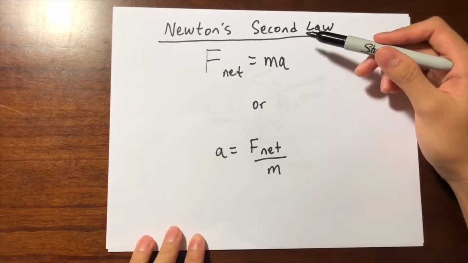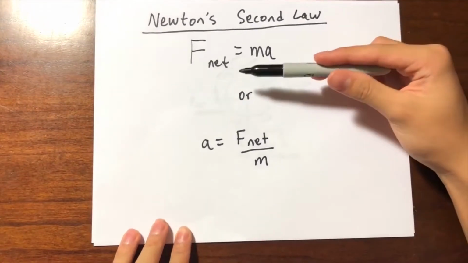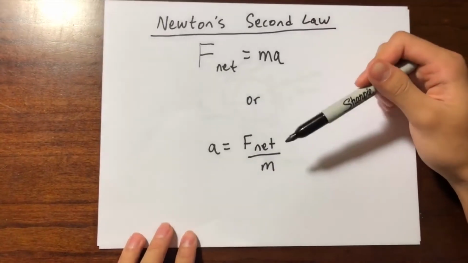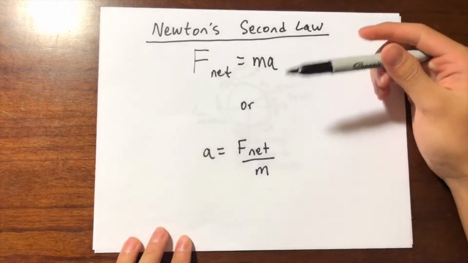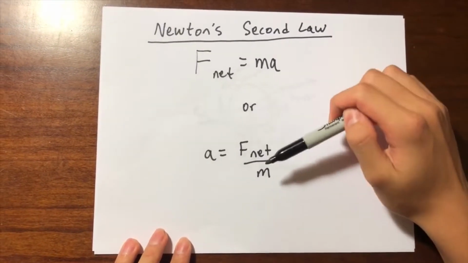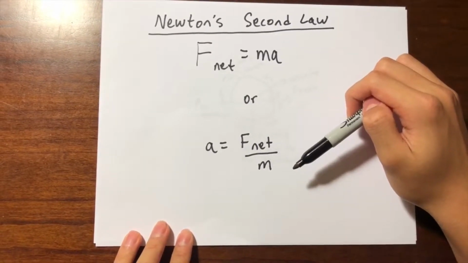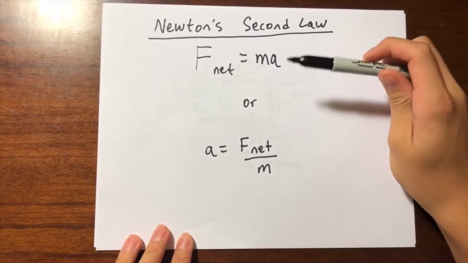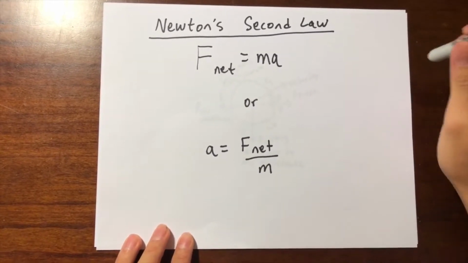Newton's second law states that the acceleration of an object is directly proportional to the net force on the object and inversely proportional to the mass of the object. This law can be summarized in an equation of either F net equals ma or a equals F net over m. Knowing this equation, you can clearly see the relationship net force has with mass and acceleration.